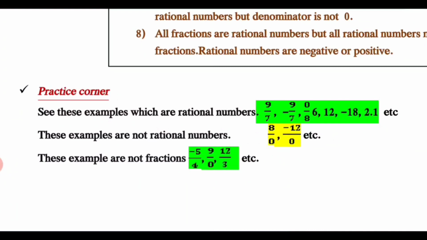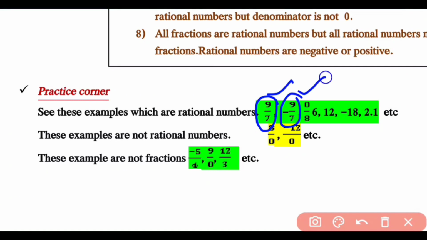So the rational numbers are written as 9 upon 7, minus 9 upon 7, then 0 upon 8, only 6, only 12, only minus 18, only 2.1. Only 6, only 12, only minus 18, and 2.1 can be written as rational numbers when we put 1 in the denominator of all these numbers. Here 9 upon 7 is a fraction as well as a rational number. Minus 9 upon 7 is only a rational number. It is not a fraction because a minus sign is there.